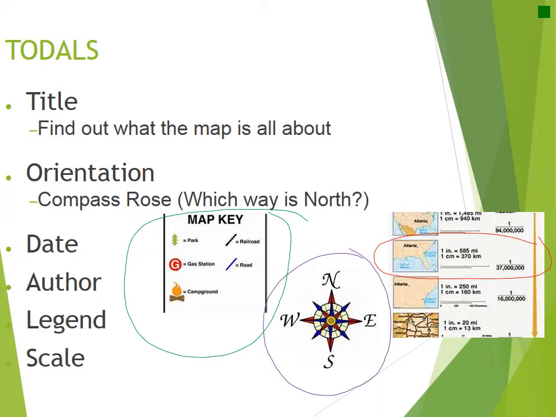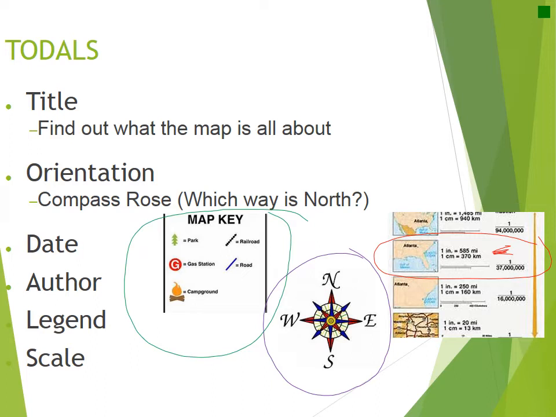Let's say on this one, 1 inch is 585 miles. And if the distance from Minneapolis to Omaha, Nebraska is about 2 inches, that means you're looking at 1,170 miles, and you know that you're going to have to drive about 1,170 miles to get from Minneapolis to Omaha.